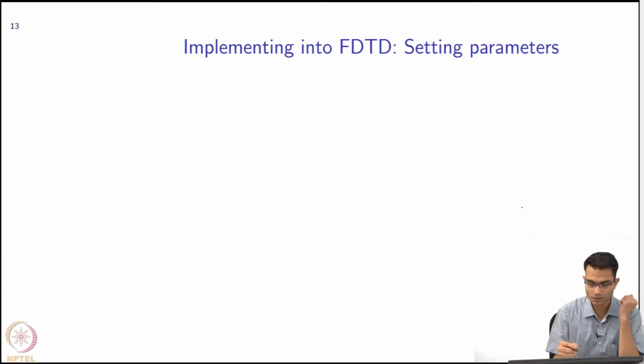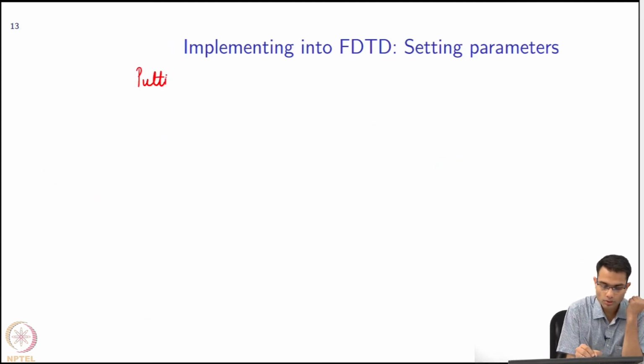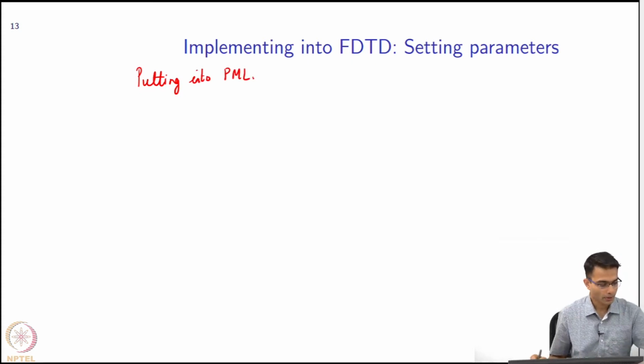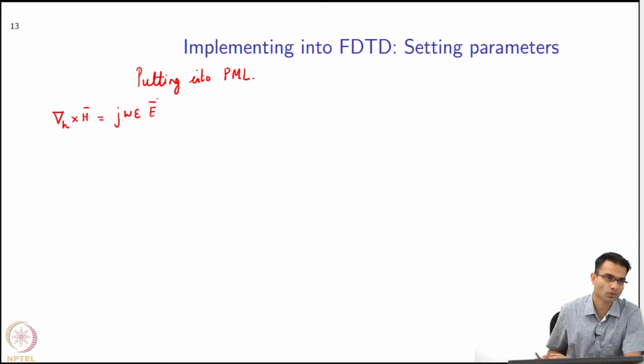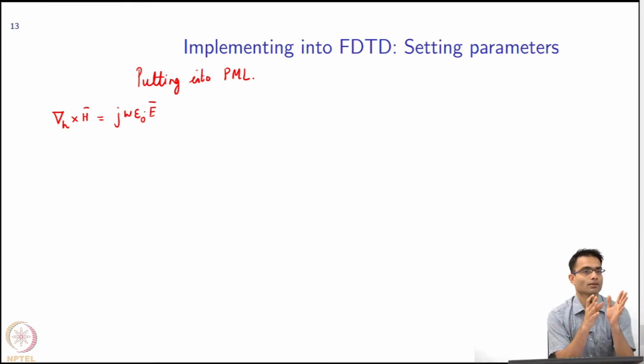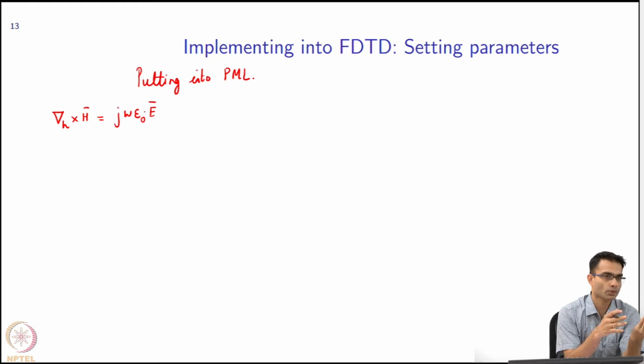So, let's have a look at that. Putting into PML, okay. In PML, we started writing Maxwell's equations in terms of del H to give that coordinate stretching number, which I wrote as equal to j omega epsilon E. There is no current term over here, and further let us just make it epsilon naught, because we had discussed previously that at the interface between vacuum and PML, epsilon and mu were the same. Now I am talking about the PML region where I am going to write this Maxwell's equation.